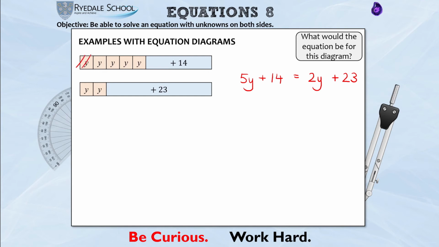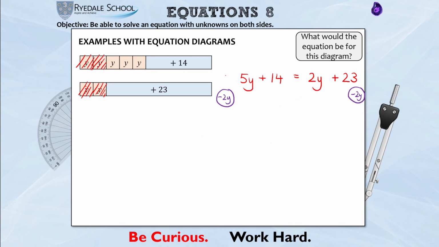Now, knocking a y off each equation this time doesn't really help me. I actually need to chop 2 of them off to get rid of the y's on this side. So this time I am subtracting 2 y's from each side of the equation. So if you're wondering how many y's I need to subtract each time, look at your 2 expressions, look for the bigger number, subtract the smaller one.